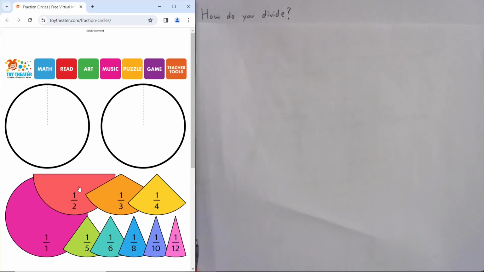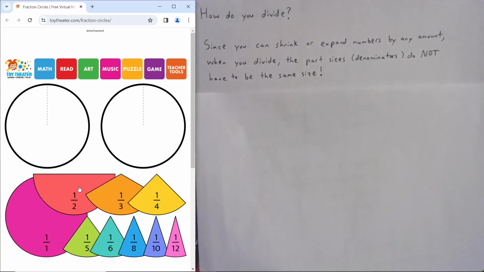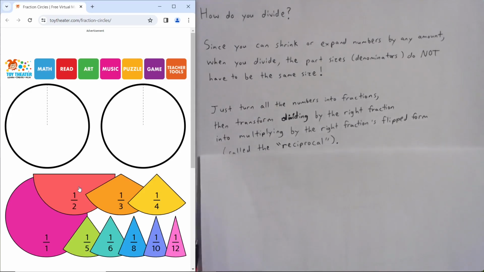And finally, let's talk about how do you divide with fractions and mixed numbers overall. Well, since you can shrink or expand numbers by any amount, the good news, just like with multiplication, is that when you divide, the part sizes, our denominators, do not have to be the same size. So you can keep the denominators different. Totally okay. There is one extra step though. Just a little extra step that you need to remember.